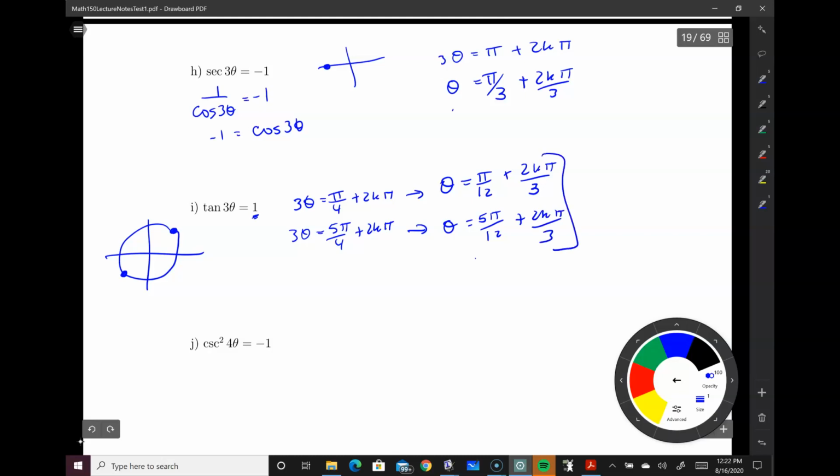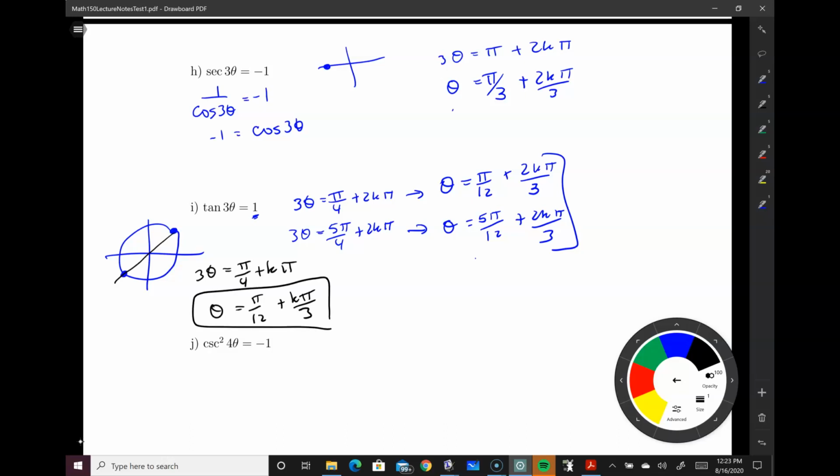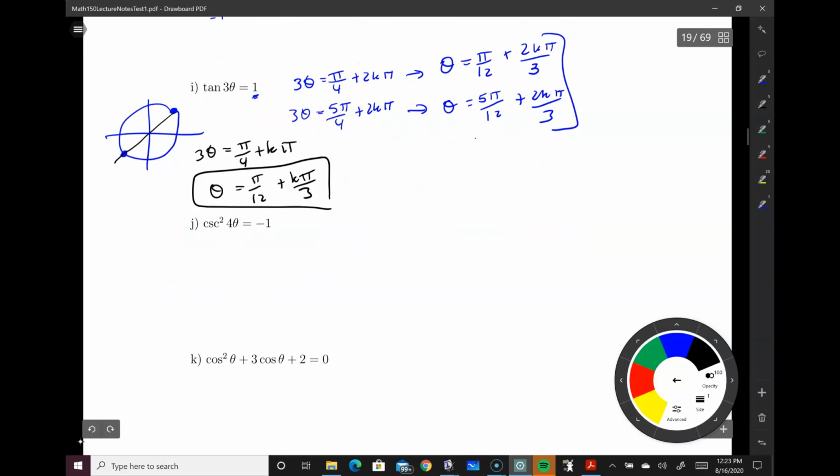And these are fine answers. Another way to do this would be to notice that these are pi apart from each other. So you could say pi over 4 plus k pi, then divide through by 3. And this would encapsulate both of these answers. So whichever doesn't matter to me.